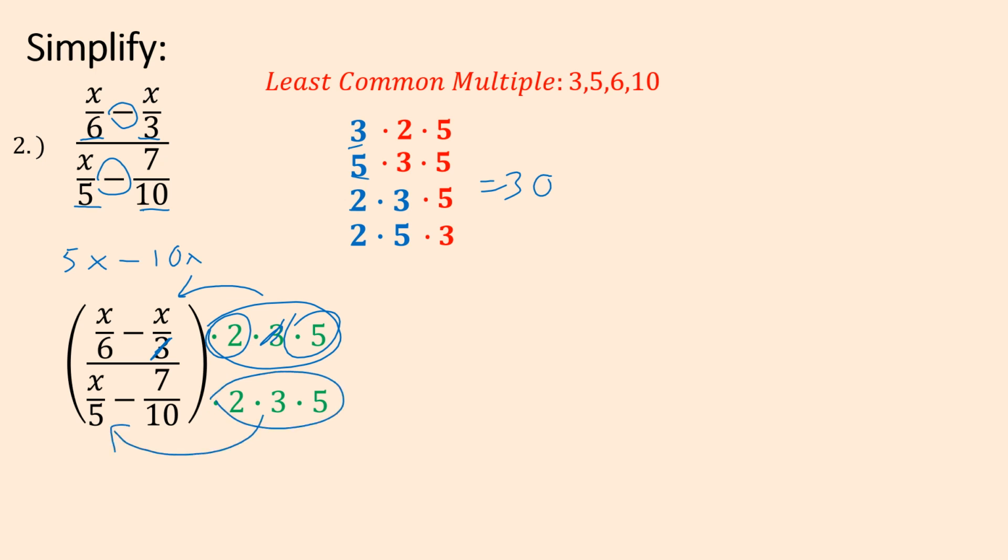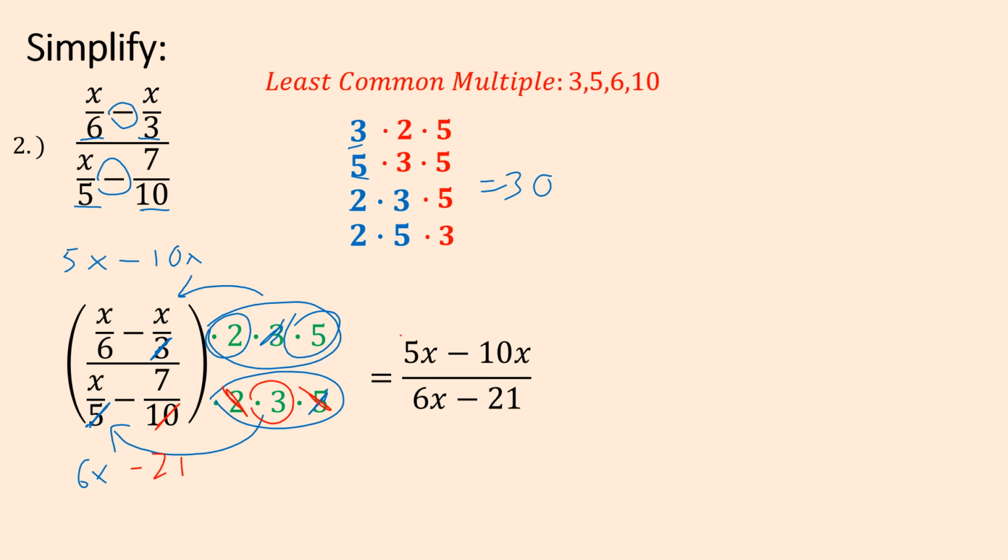Okay, continue with the bottom here. It's always going to cancel something and eliminate the bottom. Okay, 5 and 5 cancel, 6x is left. And then on the last one, 10 is going to cancel the 2 and the 5. 3 times 7 is left, 21. So that gives us this fraction here, 5x minus 10x over 6x minus 21.